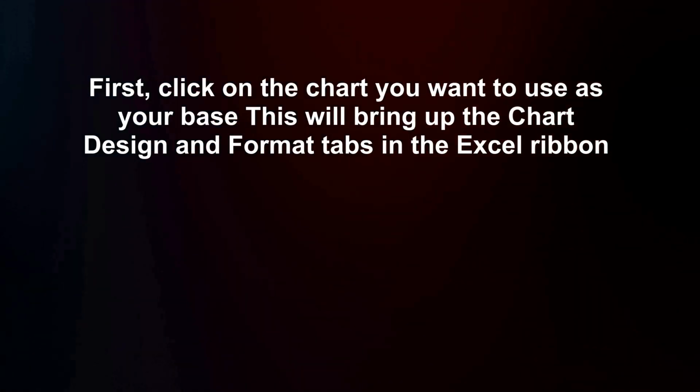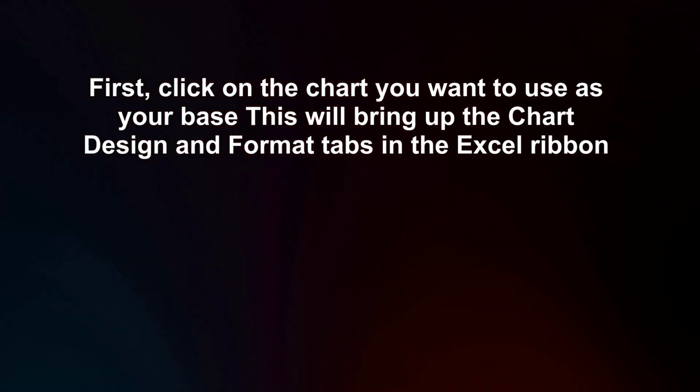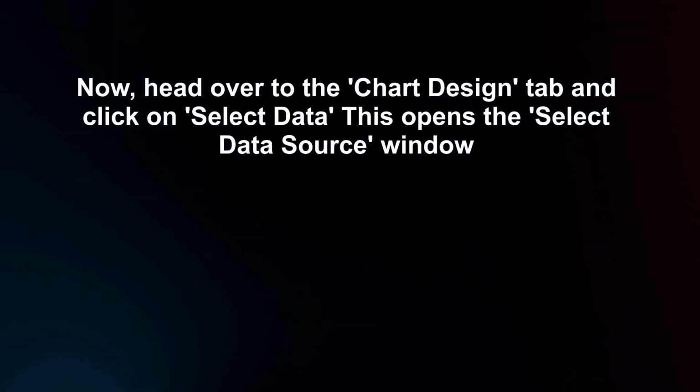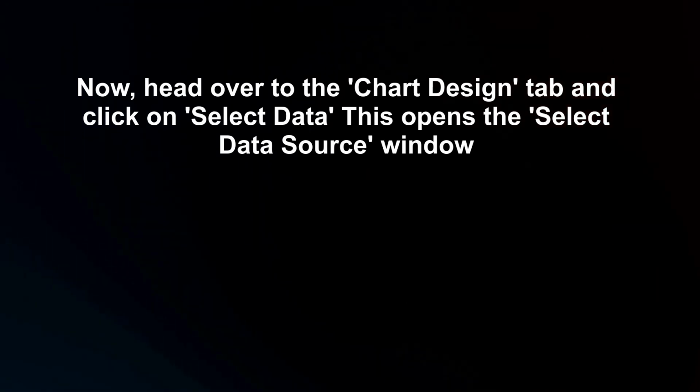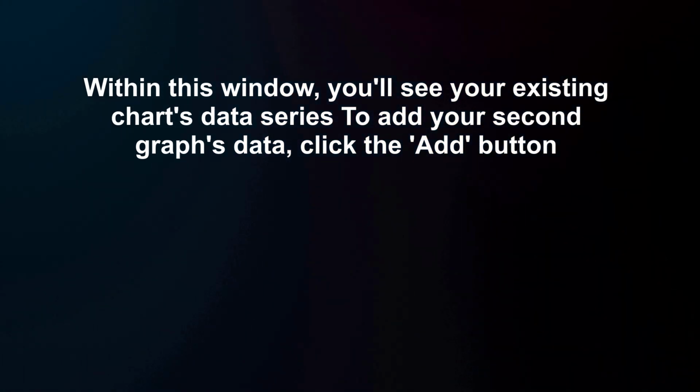First, click on the chart you want to use as your base. This will bring up the chart design and format tabs in the Excel ribbon. Now, head over to the chart design tab and click on select data. This opens the select data source window. Within this window, you'll see your existing chart's data series.